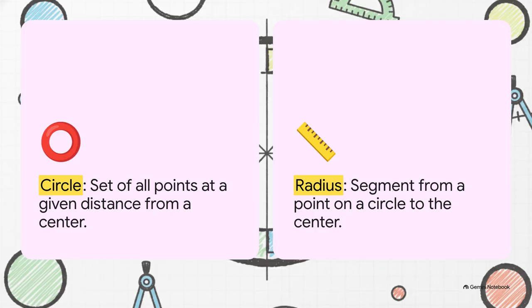We start with the circle itself and the radius, which establishes that exact given distance from the center point to the outer edge. Just imagine a single point on a flat plane. Now imagine every single point that is exactly 2 inches away from that center point. If you connect all those outer points, boom, you've drawn a circle. The radius is literally just that straight line representing that exact 2-inch distance.